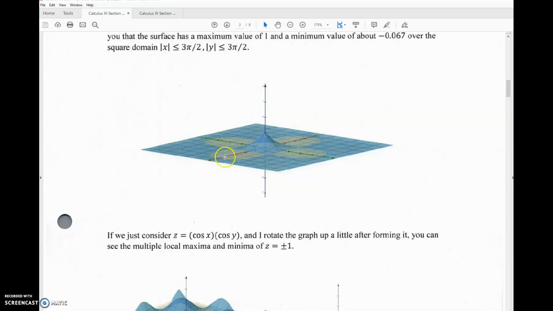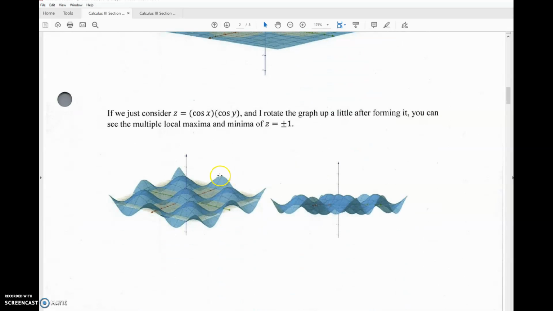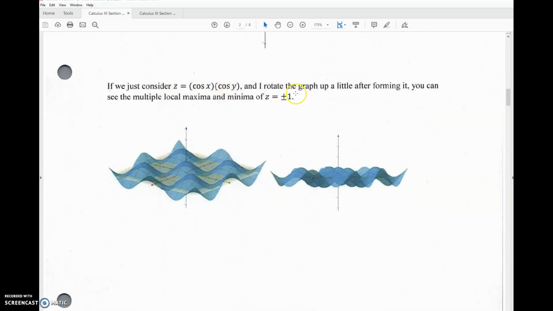Okay, so you can see these shaded areas in GeoGebra. That means that those are a little bit below the xy plane, and all of those go to minus 0.67. Okay, so now if we just consider z equals cosine of x cosine of y, I look at it in the typical way we look at it, looking down in the first octant, or I rotate it up a little bit after forming it. You can see there are multiple local maxima and minima. They're all plus or minus 1, which makes sense. We know cosine of x and y both go between minus 1 and 1, so their local maxima and minima should be at minus 1 and 1.